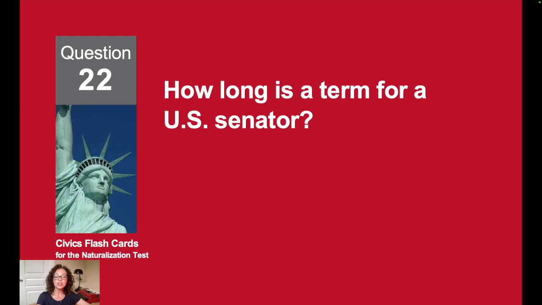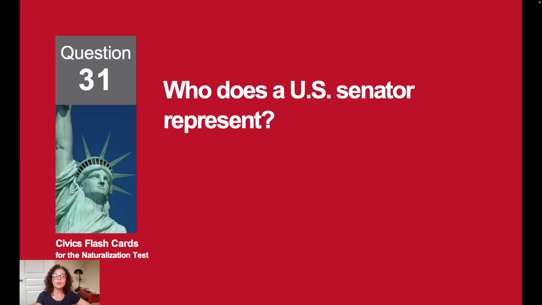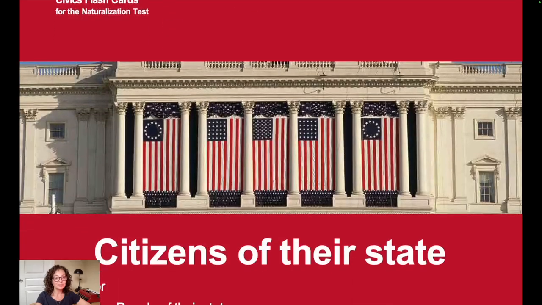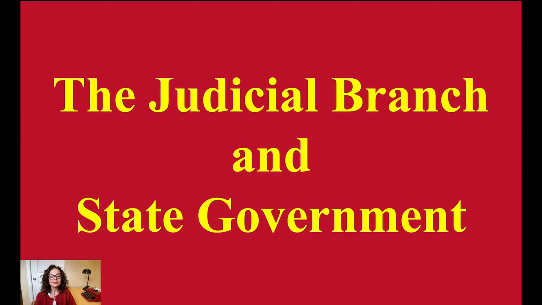How long is a term for a U.S. Senator? 6 years for a senator. Who does a U.S. Senator represent? Citizens of their state. The judicial branch and state governments.